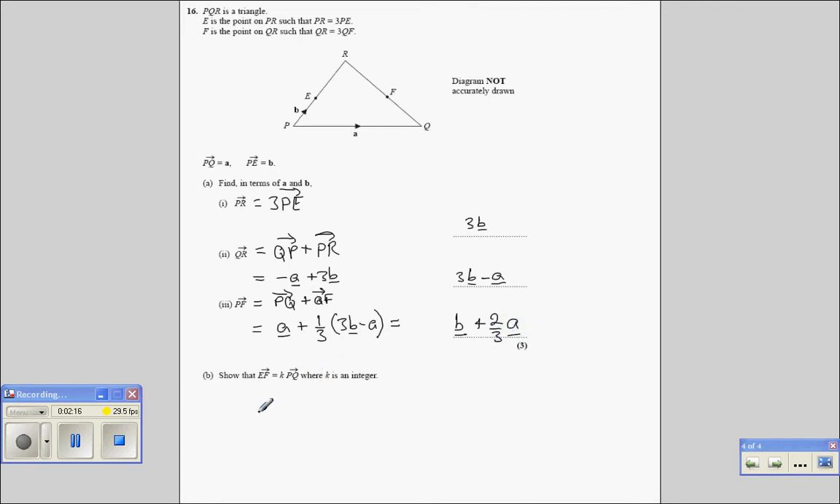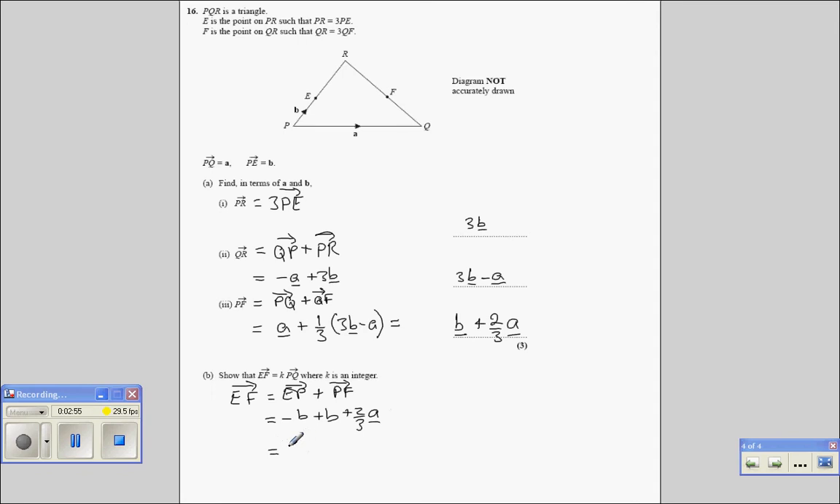Okay, part B. First of all, the vector E to F. To go from E to F, I'm going to follow the path from E to P, then P to Q, and then P to F, sorry, because we've already worked out P to F. Right, E to P is minus B, and then P to F is plus B, plus 2/3 A, which equals 2/3 of A.